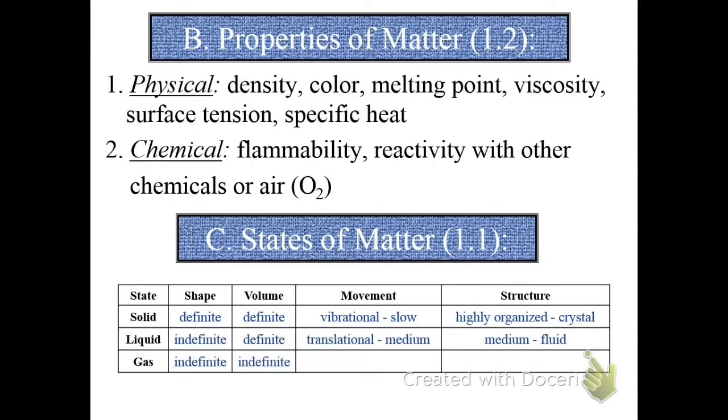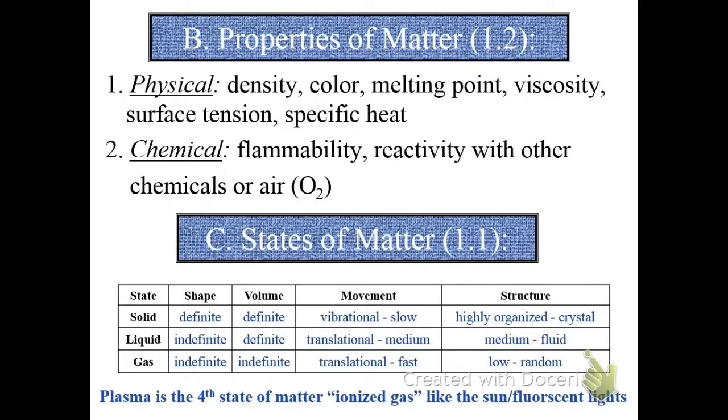Gases have an indefinite shape and an indefinite volume, so these can expand or contract based on many different factors and take up different space as well as shape. They have translational motion, which means that the atoms and molecules can move past one another. They do it fairly quickly, and they kind of move randomly.